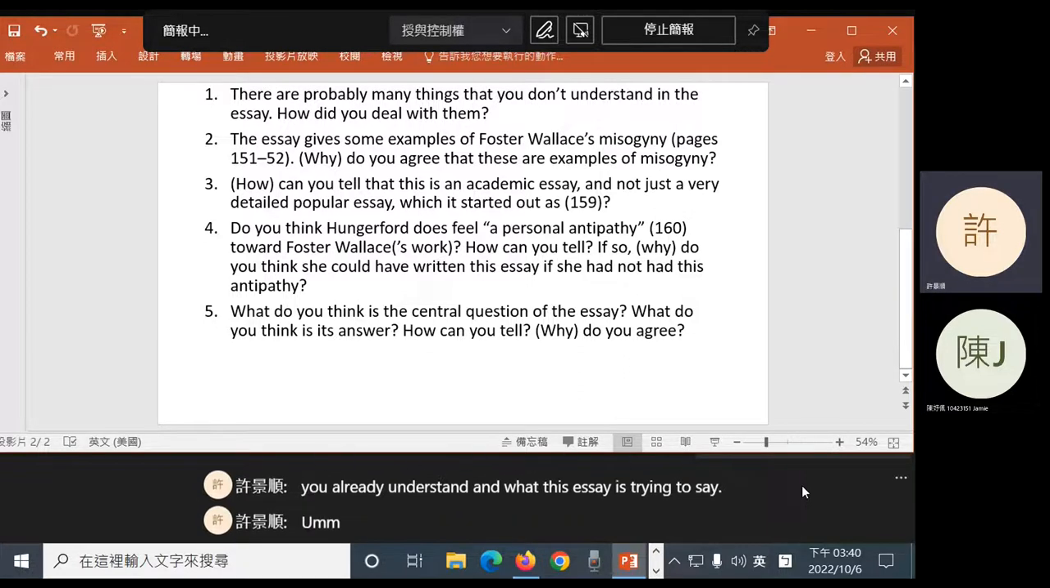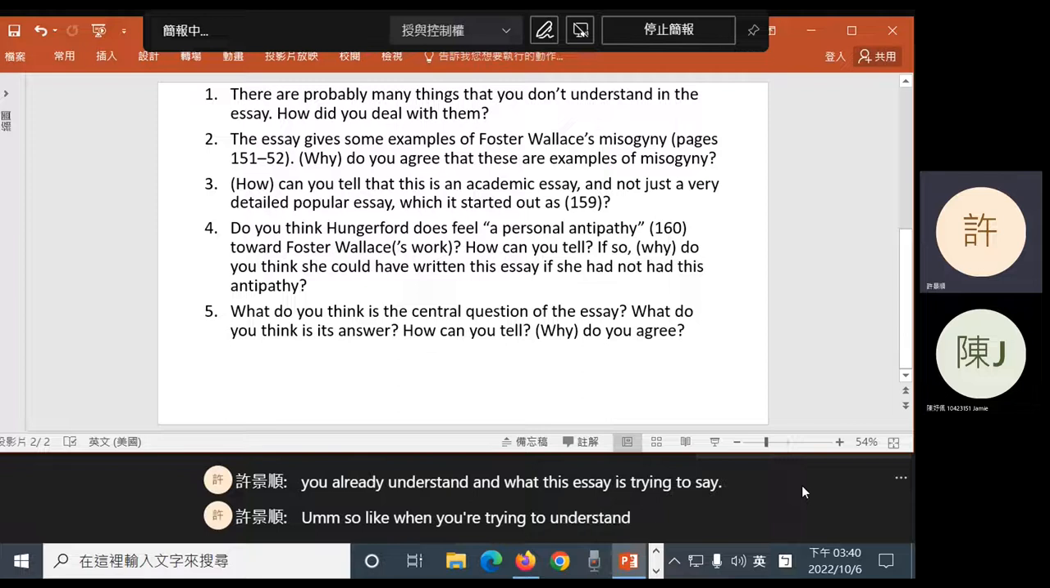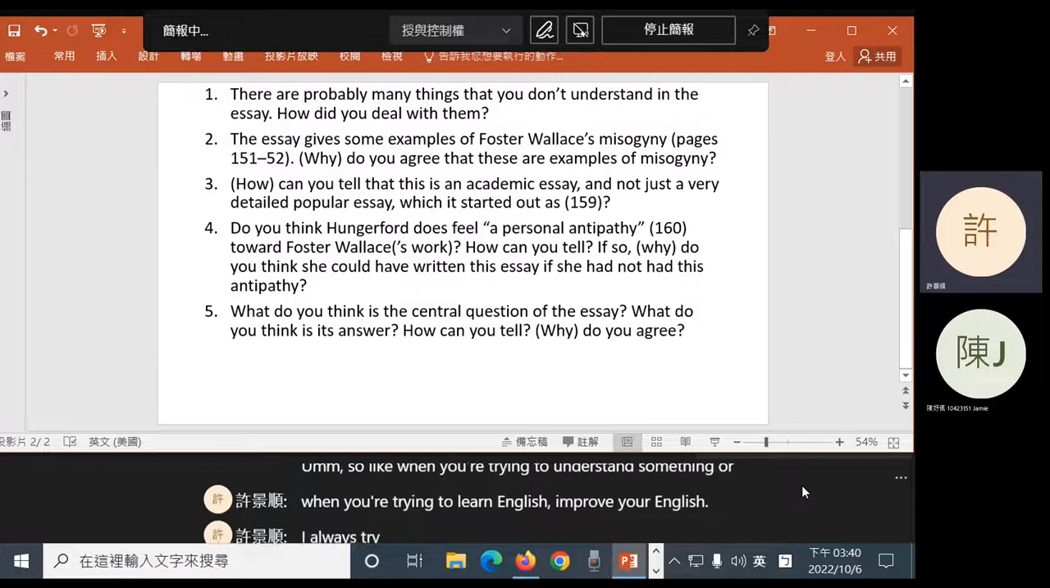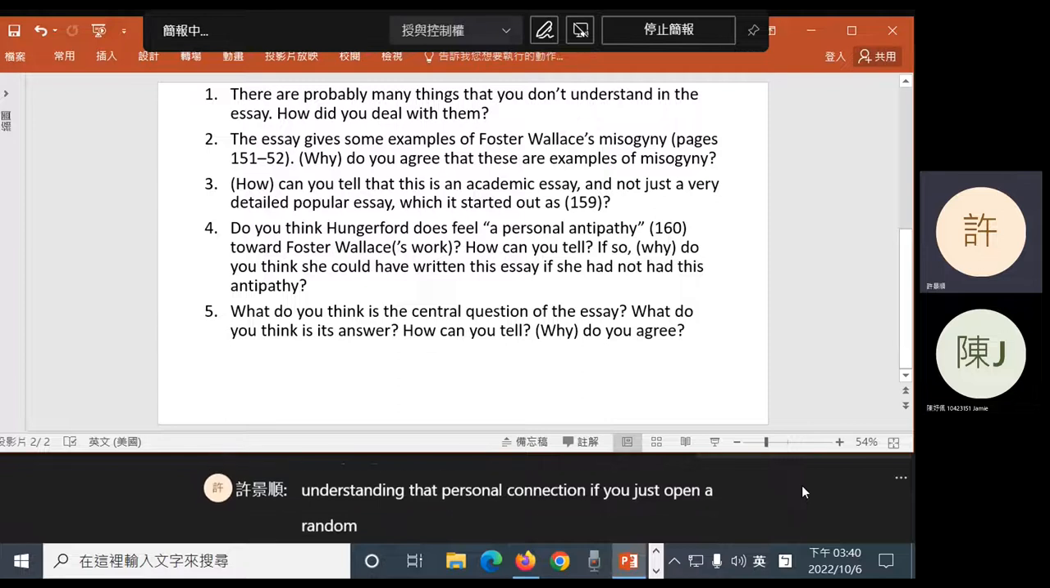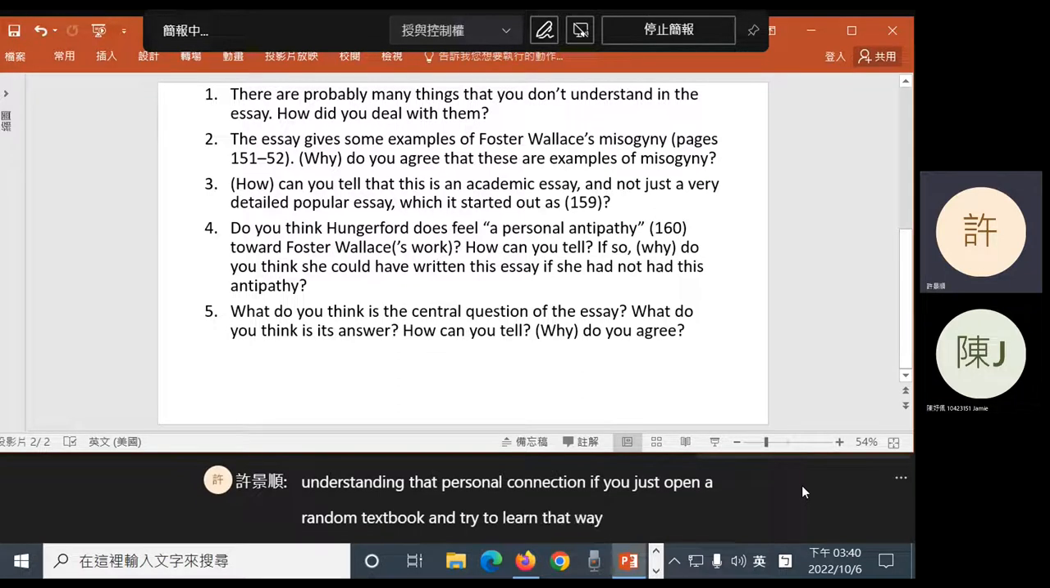So like when you're trying to understand something or when you're trying to learn English, improve your English, always try to look for that connection, for that understanding, that personal connection. If you just open a random textbook and try to learn that way, it won't work very well. Follow what you are interested in.